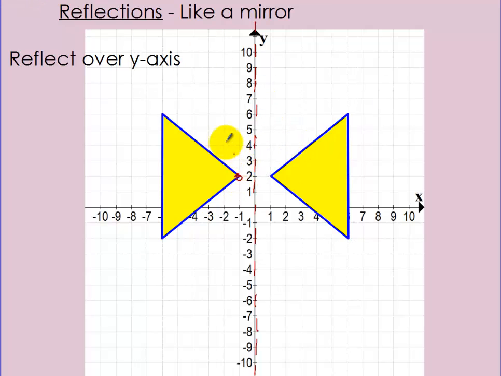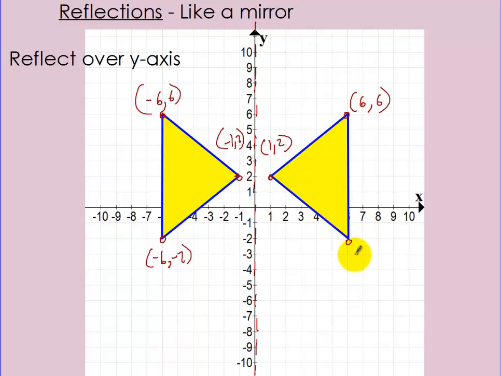The original nose right here, the coordinates of that were -1, 2. Now the nose of the other triangle is going to be at 1, 2. This point up here was at -6, 6. Now that point is at +6, 6. And the point down here, which is at -6, -2, is now at +6, -2. So in this case, you've got to be careful where you're mirroring.